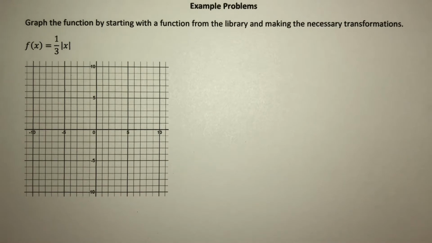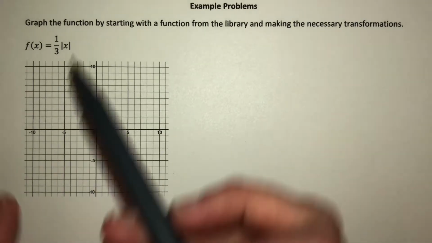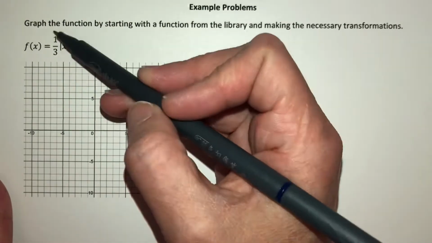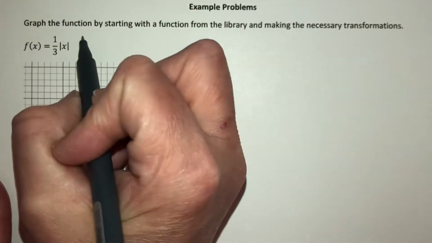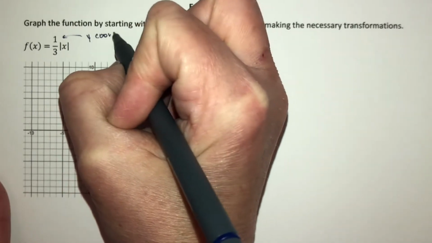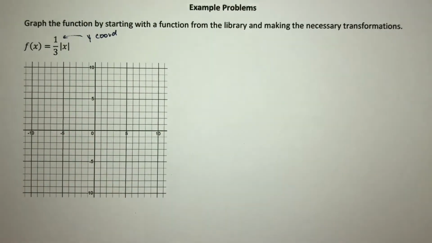Let's graph the function f of x equal to 1/3 times the absolute value of x by starting with a library function. In this case, it's going to be the absolute value of x, and do the transformations that we need. Here we have a multiplier in front that's not 1 or -1, so this is going to be some sort of stretch or compress. It is outside of this, and so that means this multiplies the y-coordinate because it is vertical, y.